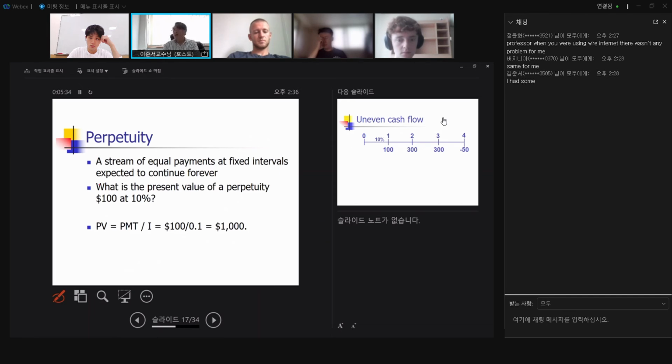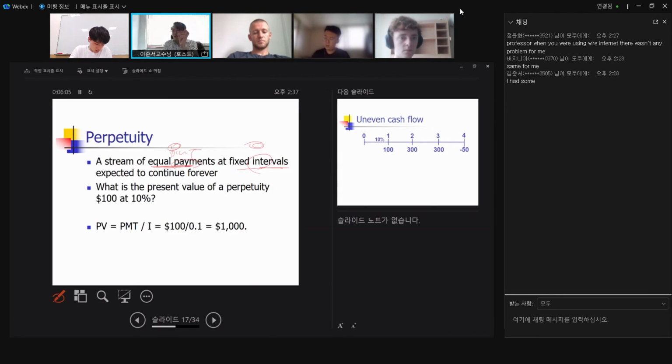Then the next topic is perpetuity. Perpetuity means a stream of equal payments at a fixed interval. So the same thing as the annuity: equal payment, fixed interval. I already explained the three characteristics of annuity, right? The first one is equal payment. The second is fixed interval. The third one is what? In annuity, there is a specified number of periods, right?